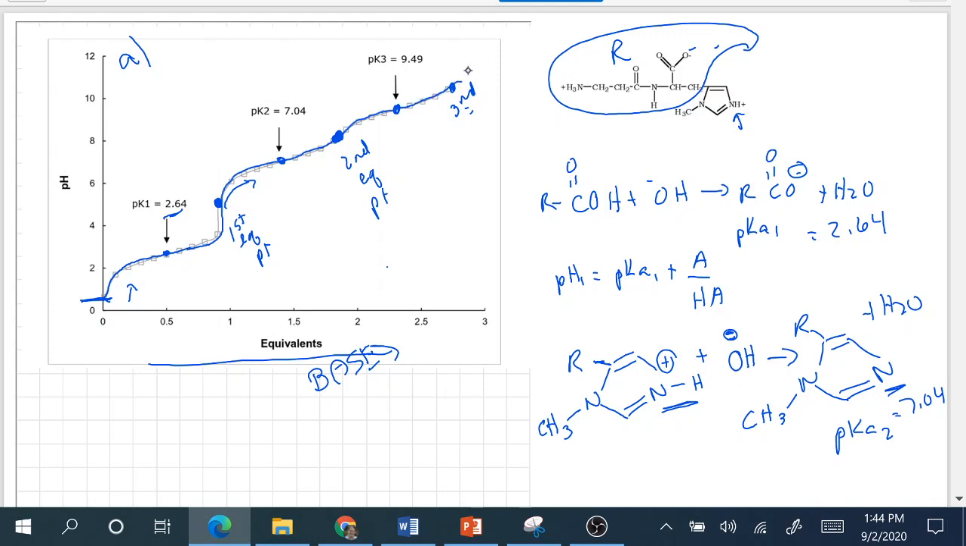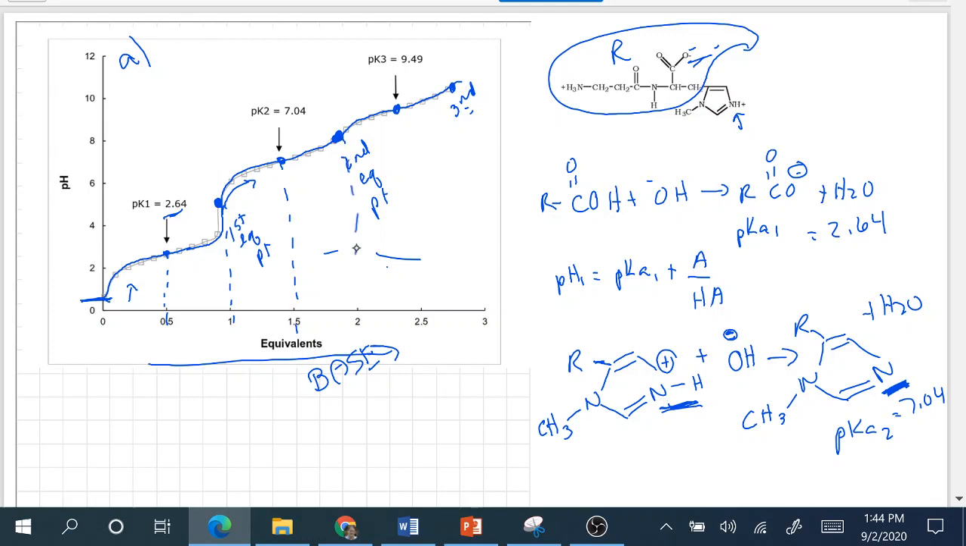Okay, so let's look at this graph. At a half equivalent of base, we have the first pKa. At one equivalent of base, we have our first equivalence point. That's where our first ionizable group is completely pulled off. At our second pKa, we have our second half equivalence point. That's where half of our second ionizable group is pulled off. Okay, so we have half the concentration of the nitrogen that has been deprotonated and half that has not.